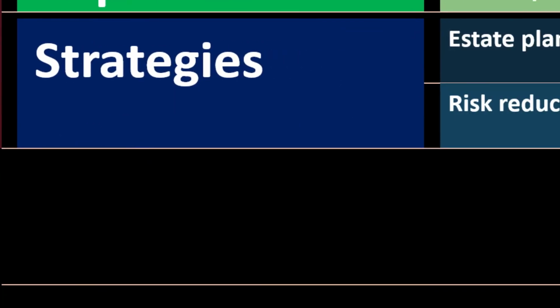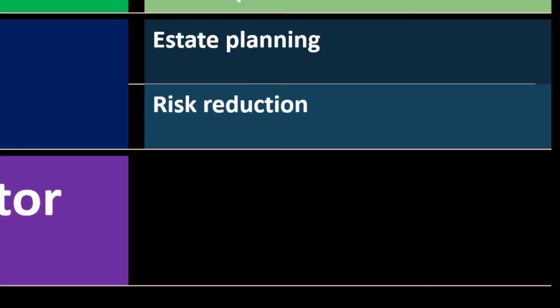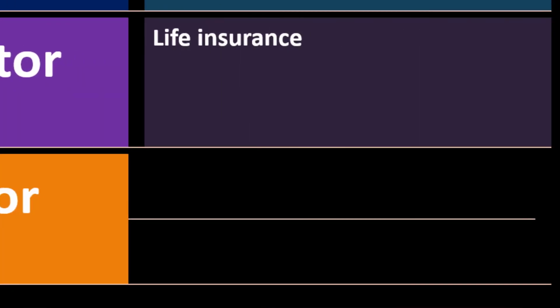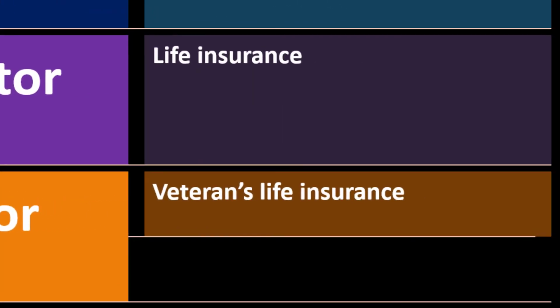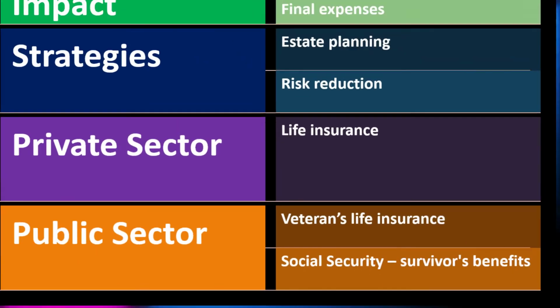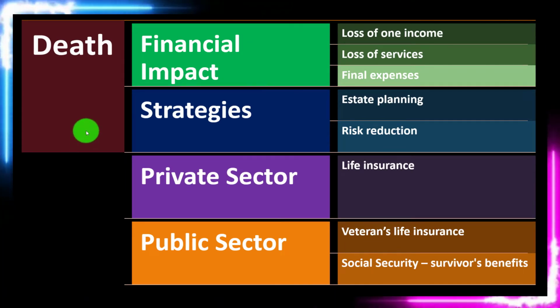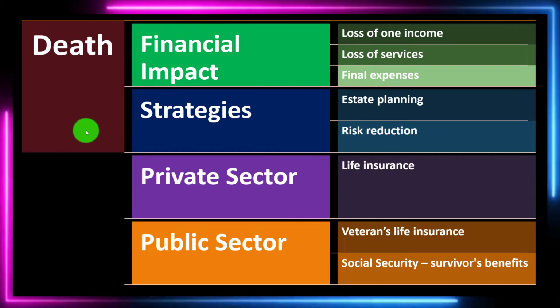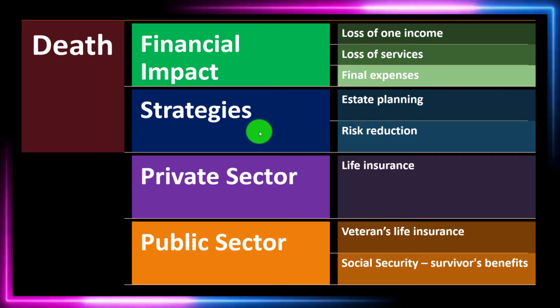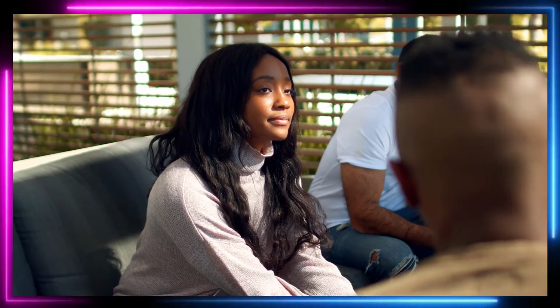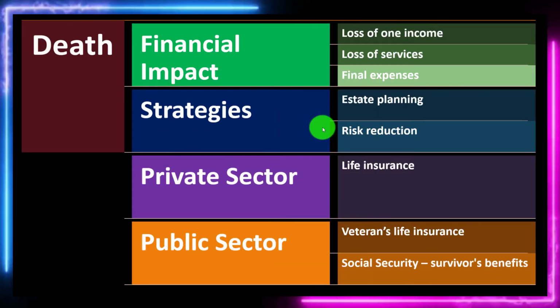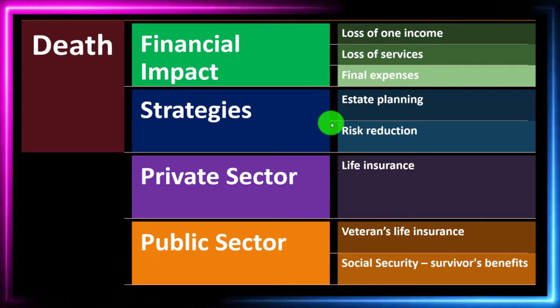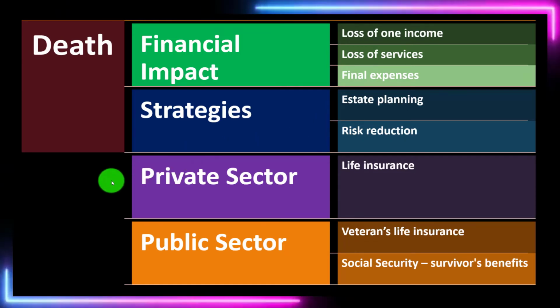So strategies, you could have estate planning and risk reduction. Then we've got the private sector, where we could have life insurance, and in the public sector, we could have veterans life insurance and Social Security survivors benefits. If other people are dependent upon us, we would like to put together an estate plan or have enough to take care of whatever responsibilities or whoever we need to take care of in the event that we die. And we can try to reduce risks so as not to be in conditions where we're going to die prematurely. But then, of course, we can have life insurance to help us out in that capacity as well.